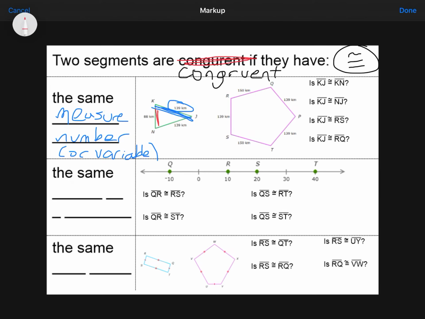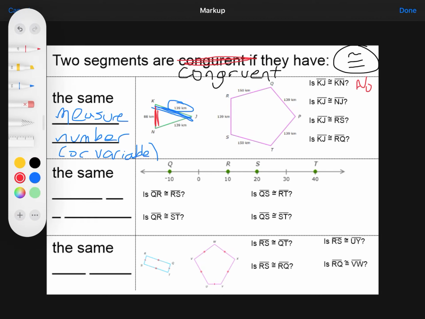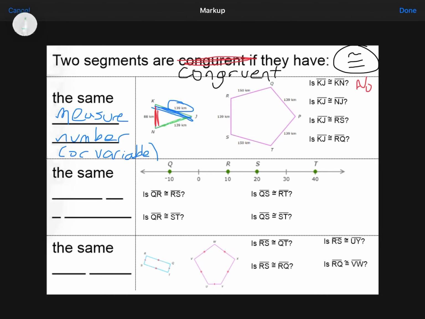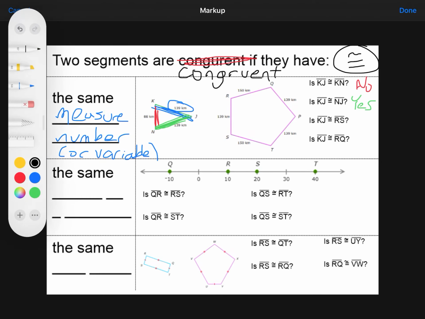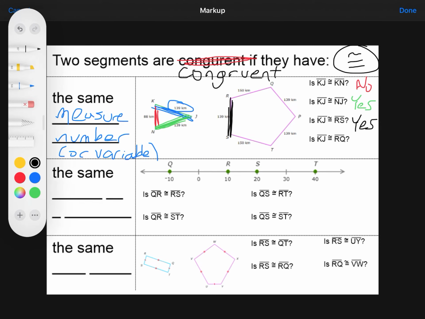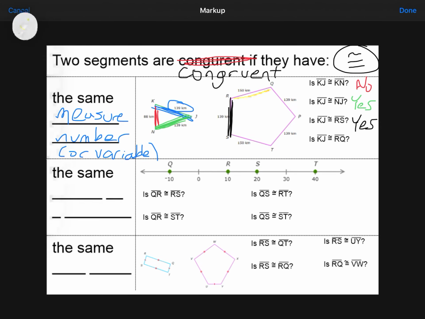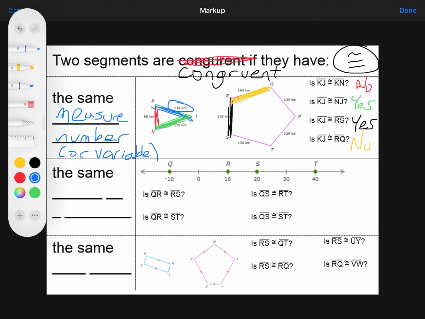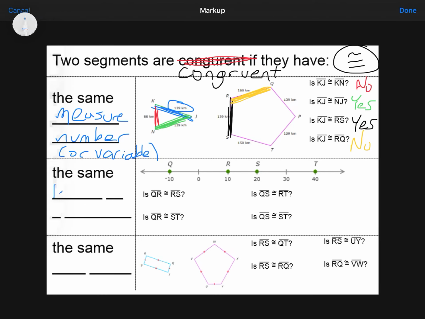So the first one, KN, does that have the same number? No, they're different numbers. Second one here, really easy, NJ, trace from N to J. Yes, those have the same numbers. Third one, trace from R to S. Between R and S, I see the number 139. Yes. And then lastly, from R to Q. From R to Q, it looks about the same to me, but the number that's there is 150, so the answer is no.